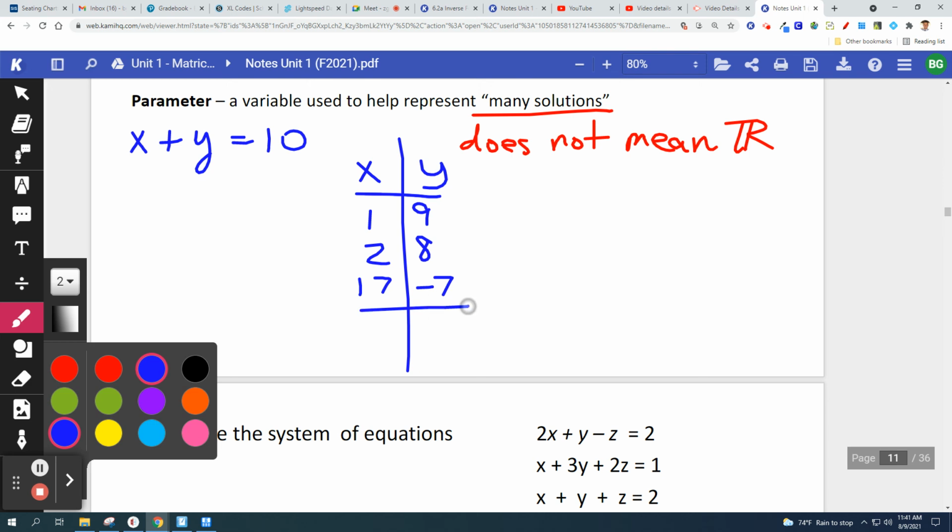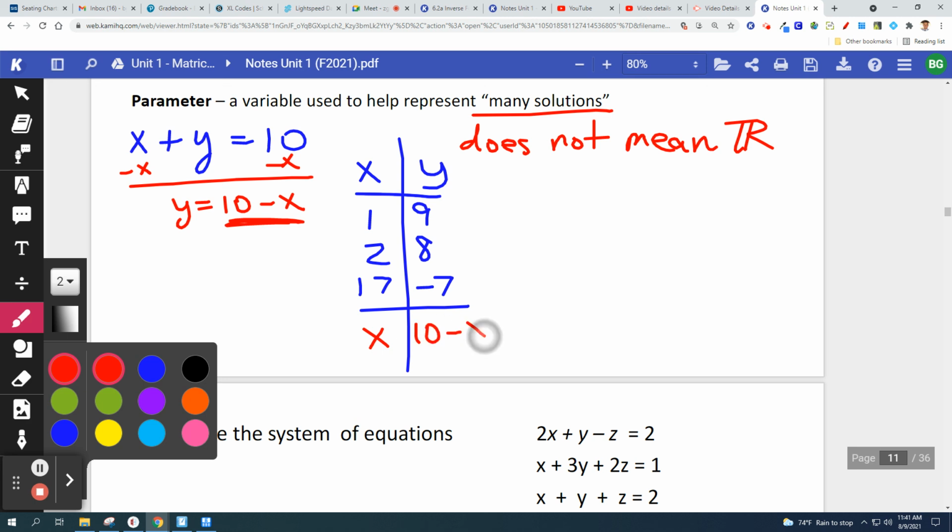And so how that's going to work is like this. We're going to say, well, whatever x is, we're going to use x as our parameter. But what we can do is just put y in terms of x. And so if I isolate y, what I've got here is kind of like a formula for the y value. If you give me x, then I'll give you y based off of this formula. So y is just 10 minus x.